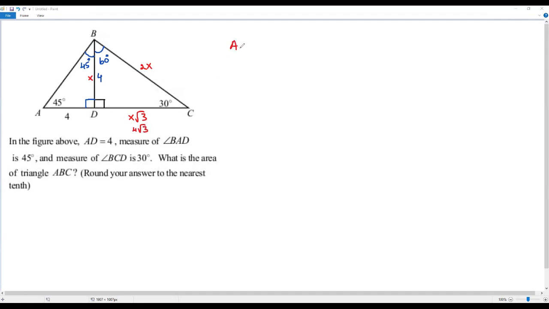Now let's get the length of the base of the triangle, that is AC equals AD plus DC. The length of AD is 4 and the length of DC is 4 square root of 3. Here I got the base of the triangle ABC. Now let's get the area of triangle ABC. Let me write it over here.